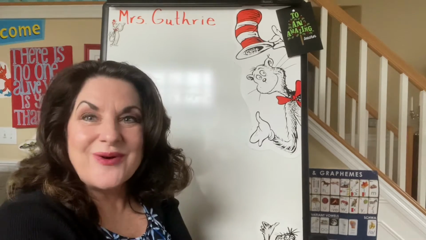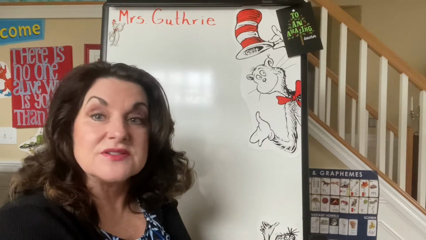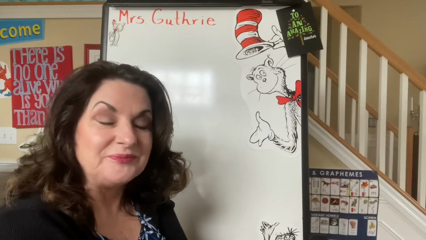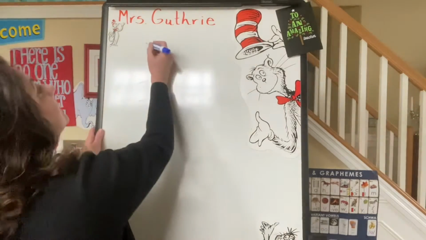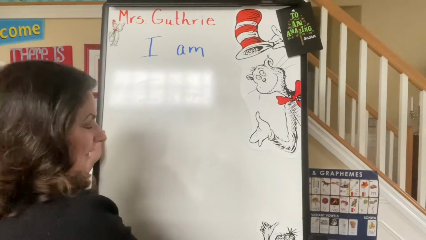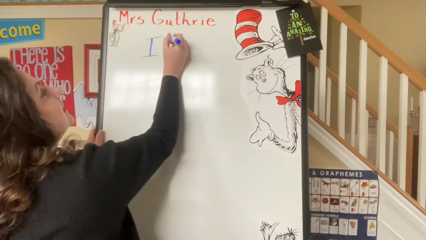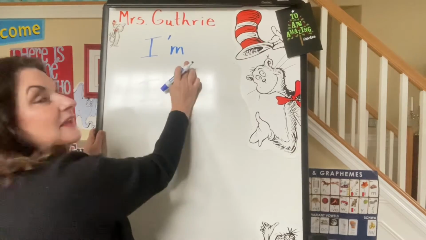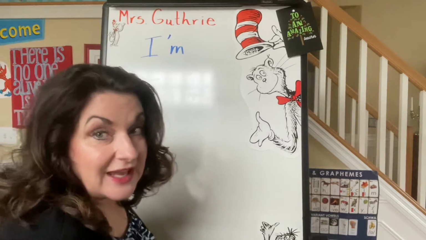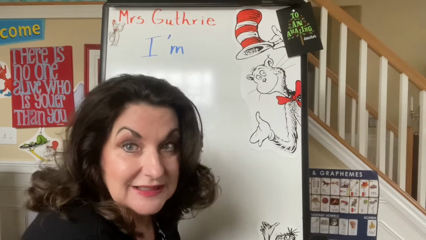So some of you are now organizing your spelling words by similar spelling patterns, and that's really how I recommend that you study your spelling words. It'll help you remember them. The first contraction, I'm, stands for I am, and I can leave out that A, put an apostrophe in its place, and then the M, I'm.